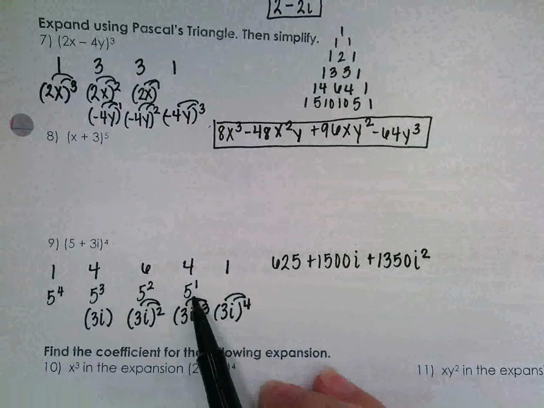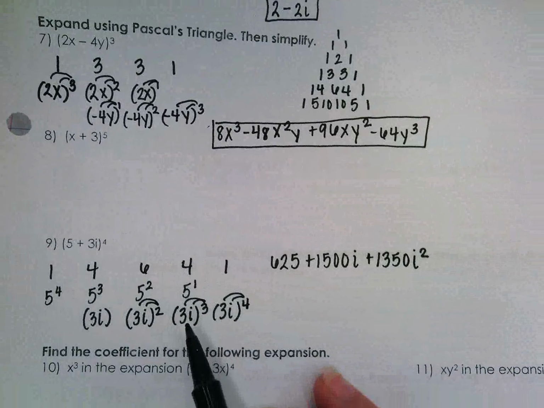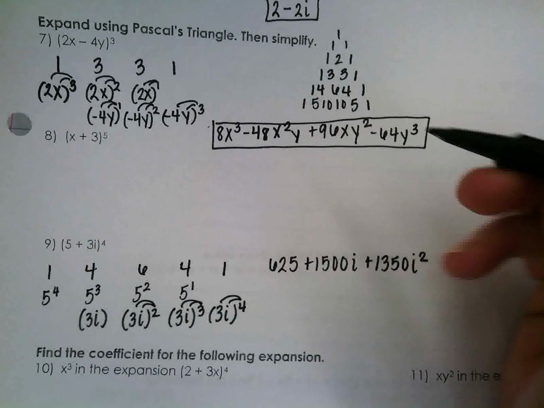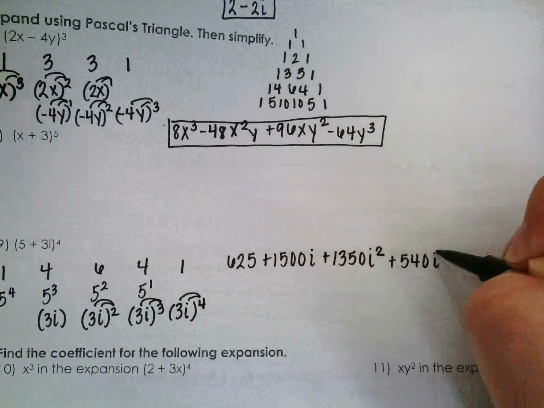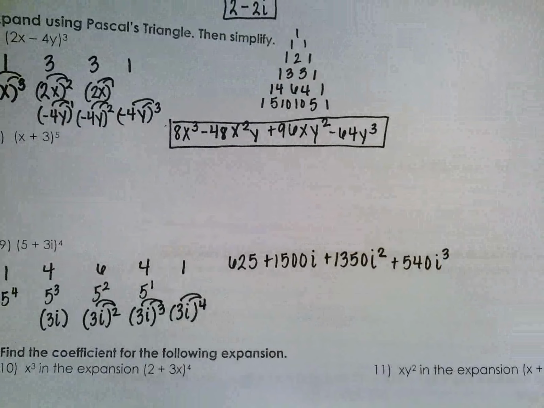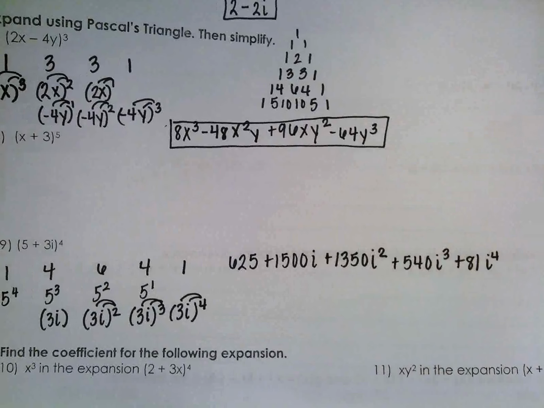All right, then I've got 5 to the first, so just 5. 5 times 4 is 20. 3 cubed is 27, so I'm going to do 20 times 27, and we get 540 i to the third power. And then I've got 3 to the fourth, and 3 to the fourth is 81. So lastly, I've got 81 i to the fourth power.